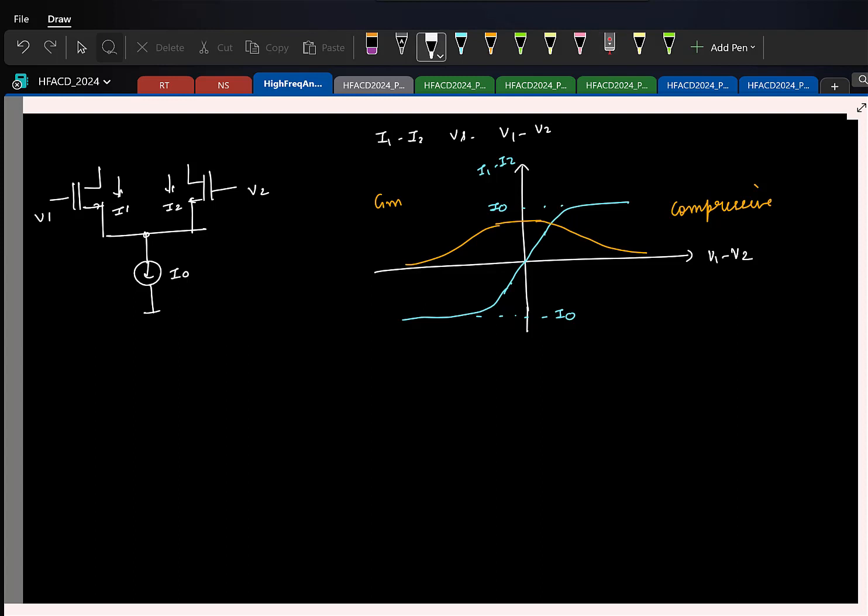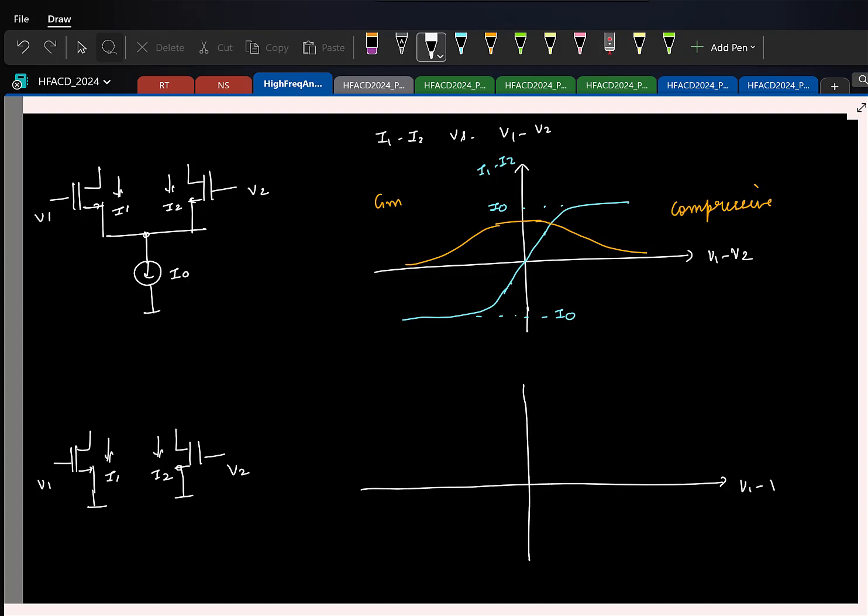Now let me take a differential pair, but without the tail current source. So it's a pseudo differential pair. Again, I try to do the same experiment. I try to plot the differential current I1 minus I2 versus the differential input V1 minus V2. So can you help me sketch it now? Let us say V1 minus V2.